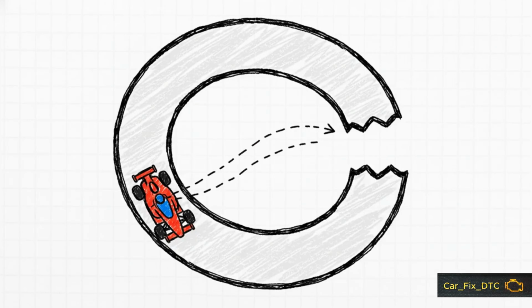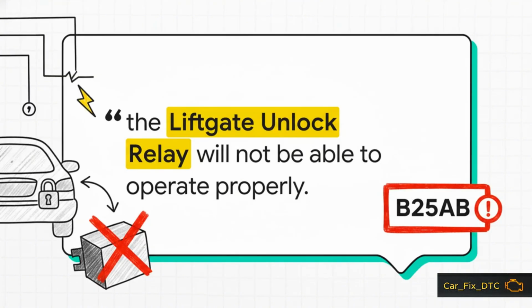All right, let's kick things off with our number one suspect, the open circuit. Now just think of an electrical circuit like a racetrack. If there's a big break in the track, none of the cars can finish the lap, right? It's exactly the same idea here with the electricity. When the circuit has a break in it, that relay never gets the signal it needs to unlock the liftgate.